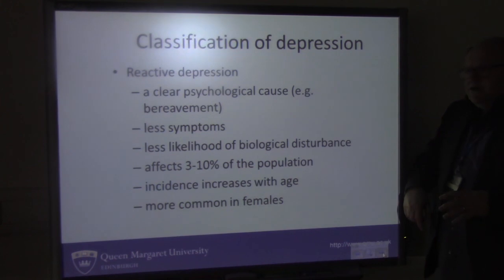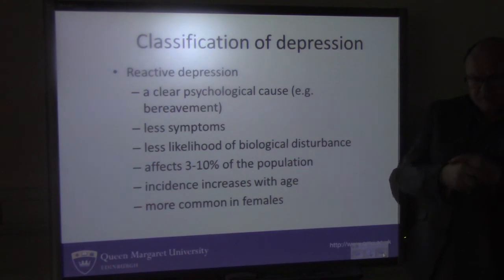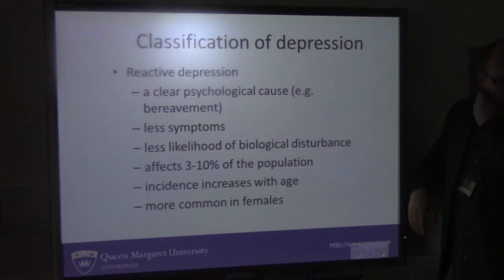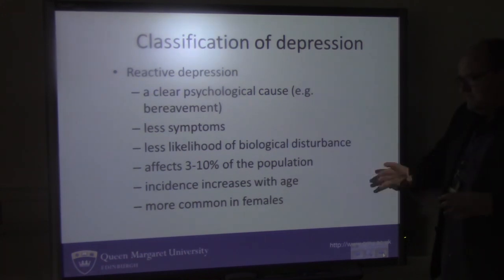When we're dealing with depression, you can break it down into 2 main types: reactive depression and endogenous depression. Reactive depression is usually when there's a clear psychological cause that you can pick up on. That might be a bereavement, the loss of a job, the breakup of a relationship, but there appears to be something happened that affects the life of the individual. There are fewer symptoms there, and there's less likelihood of a biological disturbance that we talked about before, and this affects about 3 to 10% of the population.